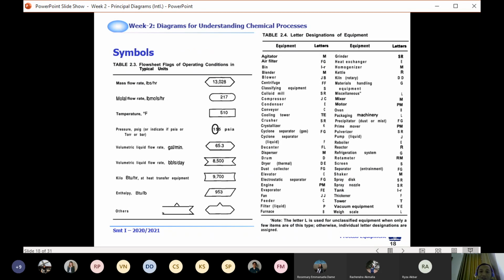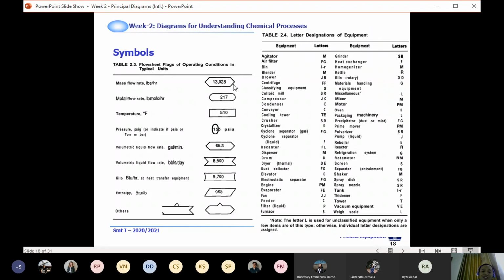And then for the symbols for process parameters, for example in here, just follow this one also. Don't change this into a box. For example, for the mass flow rate, I prefer to use the box.